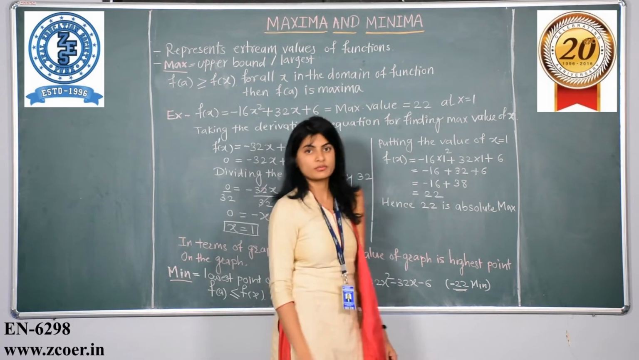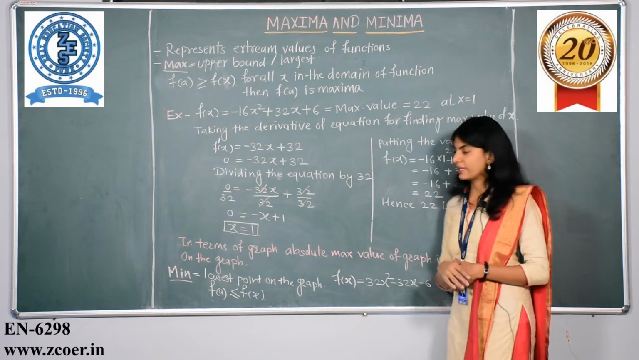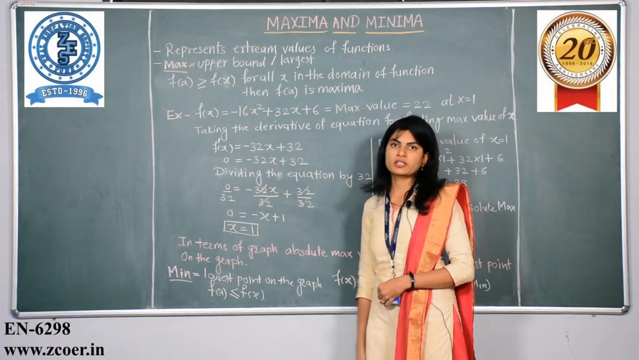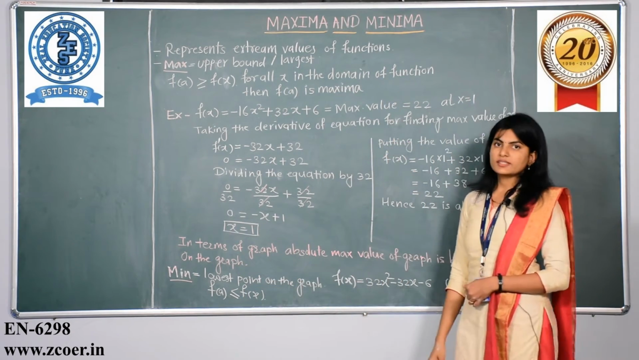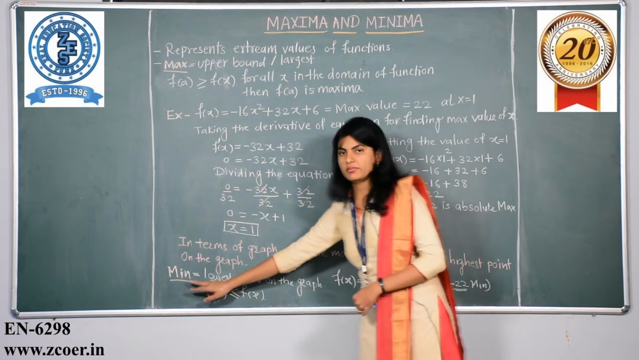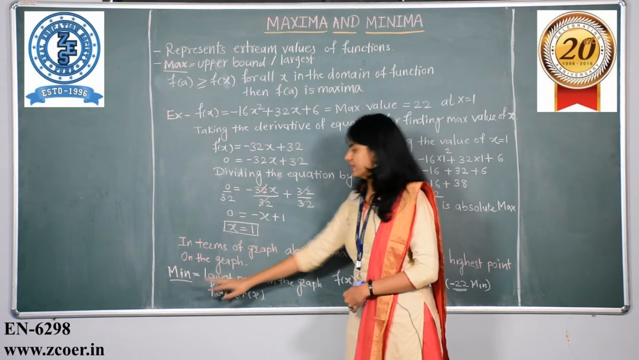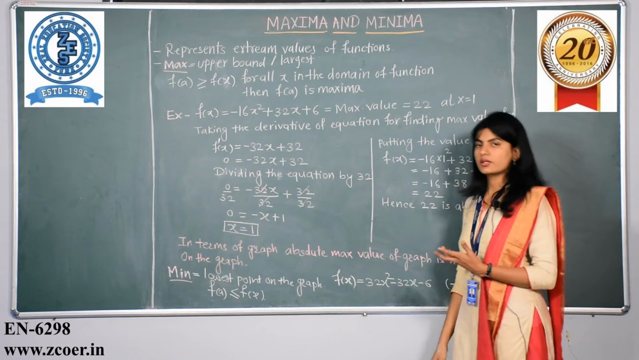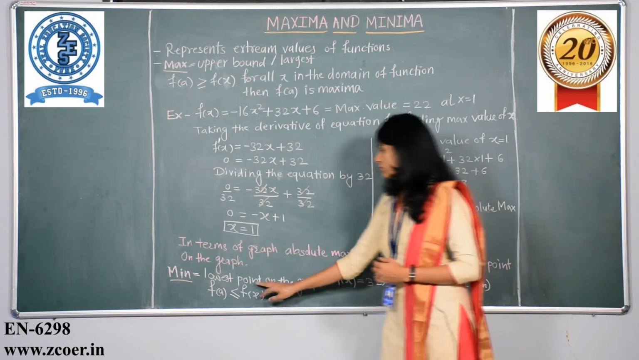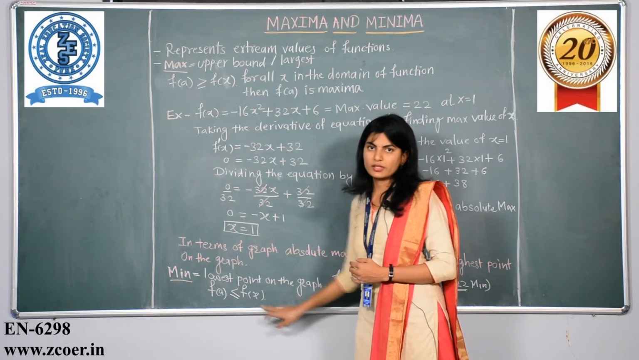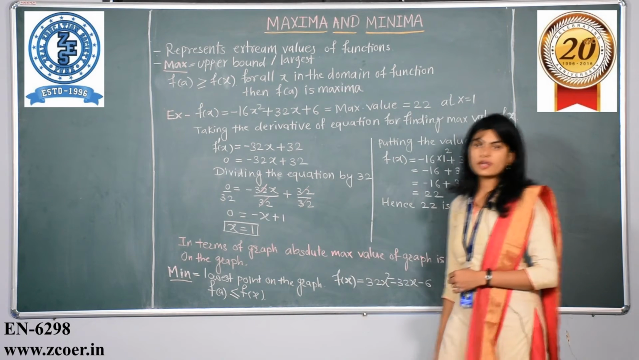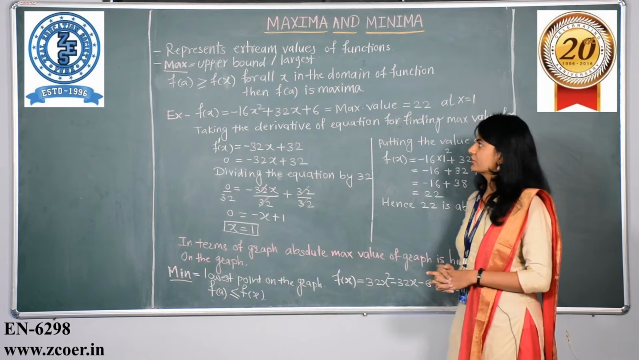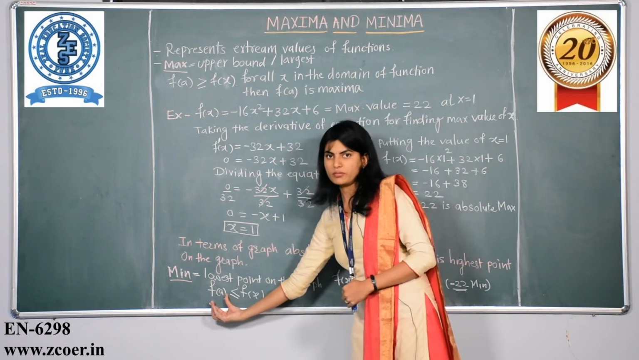Friends, in the concept of a graph, the highest peak point, the highest value of the graph, is nothing but the maxima of the graph. I hope you have understood the maxima. Now let us see the minima. Minima is exactly the opposite of maxima. It is the lowest possible value, also called the lower bound of any function. The condition is f(a) less than or equal to f(x) for all x in the domain of the function, then f(a) becomes a minima.